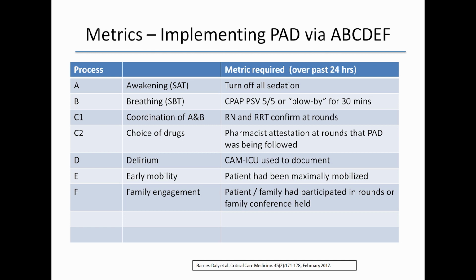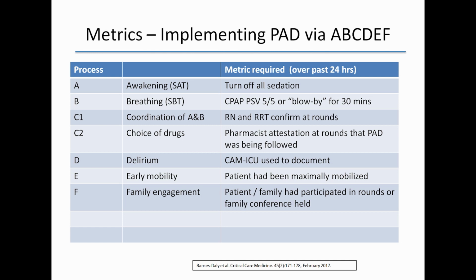So in this study, the A element of the bundle stood for performing a spontaneous awakening trial, and that meant that all continuous IV sedation had to be stopped. B stood for the spontaneous breathing trial, and patients had to either be put on pressure support 5/5 or a T-piece. C, that there was some coordination of the performance of the SAT and the SBT, and that was documented by the nurse and the respiratory therapist confirming on rounds that these 2 interventions had been coordinated. The second component of the C element of the bundle was that the pharmacist would attest that the pain medication and the sedation followed the guidelines set out by the pain, agitation, and delirium guidelines.